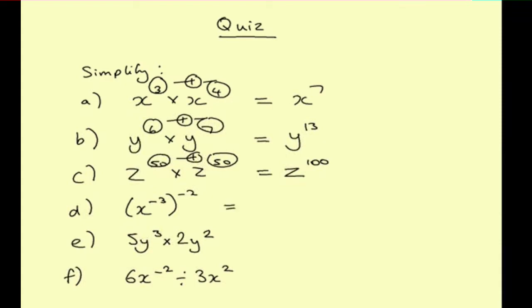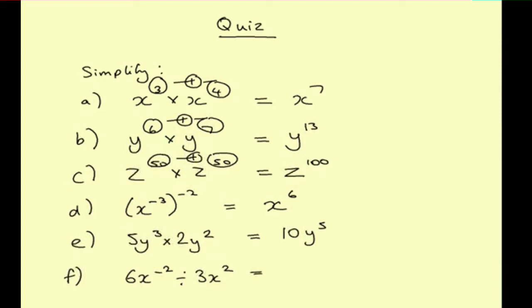Now this next one, x to the minus 3 all to the minus 2, we simply multiply the two powers. So minus 3 times minus 2 is going to be plus 6. So it's x to the power 6. E is going to be, well, we just multiply the coefficients first. So 5 multiplied by 2 gives 10, and then y cubed times y squared is y to the power of 5.